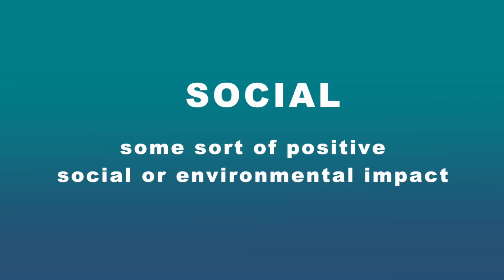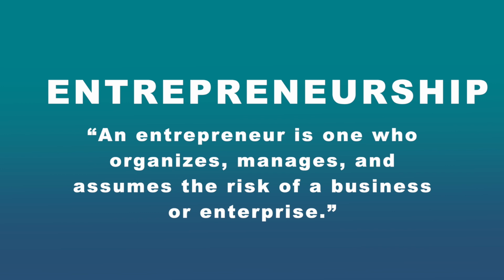Let's get started first with a definition. What is social entrepreneurship? We can break social entrepreneurship down into two parts, social and entrepreneurship. The social element refers to some sort of positive social or environmental impact. The entrepreneurship element, and this coming from Merriam-Webster, an entrepreneur is one who organizes, manages, and assumes the risk of a business or enterprise. An enterprise, by definition, is a project or undertaking.